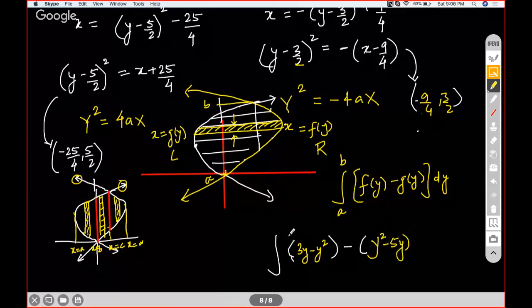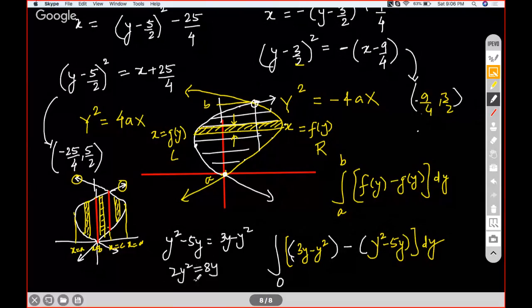So will it be from 9 by 4 to minus 25 by 4? No. It will be from y of this point, which is 0, to y of this point. Now, for this point, you need to see where these two curves are meeting. Simultaneously compare their x's. So y square minus 5y is 3y minus y square. So Shreya is absolutely correct. It's going to be either y is 0 or y is 4. So this has to go till 4.